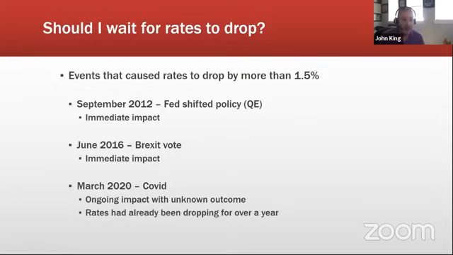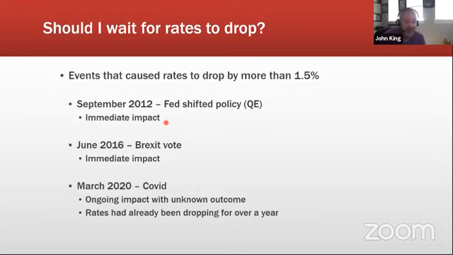So the first thing I'll tell you is that we've seen two major events where interest rates dropped a lot. September of 2012, the Fed announced a policy shift, quantitative easing, and it had an immediate impact. Basically, the Fed shifted their policy to be much more mortgage friendly, and that policy shift caused a huge drop in interest rates by more than 1.5%.